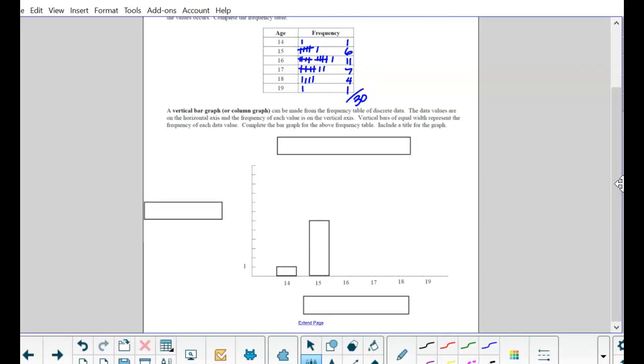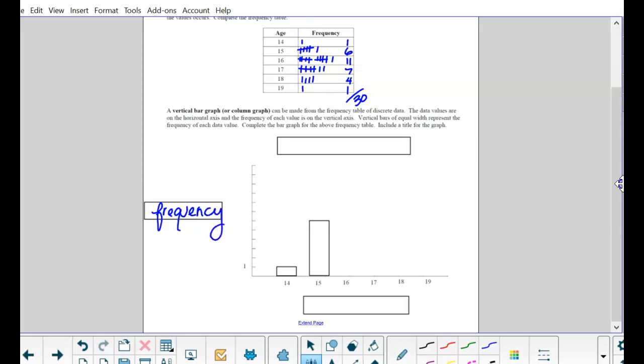And then we're going to do a vertical bar graph or column graph from the frequency table. So it's already started for you. So we want to label. So always, if it's set up like this, you want the frequency in the vertical. Now you can rotate it and show horizontal bars, but the height of the bar has to be the frequency. Okay, so this is the frequency.